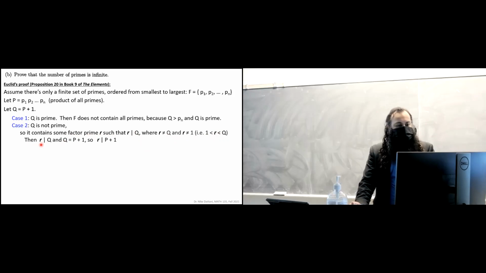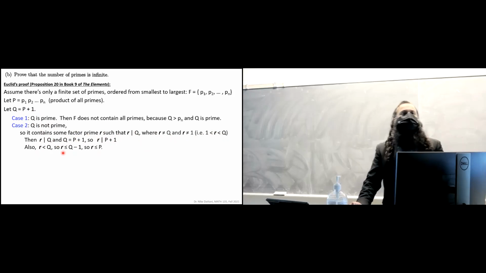Okay, so if R divides Q, what is Q equal to? Q is equal to P plus 1. So R divides P plus 1. R divides Q, that means R divides P plus 1 because Q equals P plus 1. Okay, so R is less than Q. We determined that because it can't be Q. It has to be less than Q.